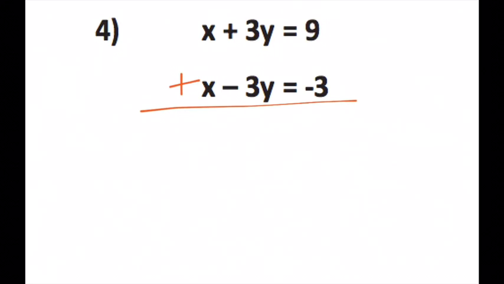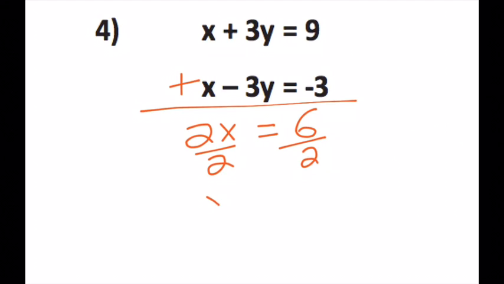So we have x plus x is 2x. 3y plus a -3y is 0, equals 9 plus a -3, which is 6. Divide both sides by 2, x equals 3. So we know that the x value in our ordered pair is 3.